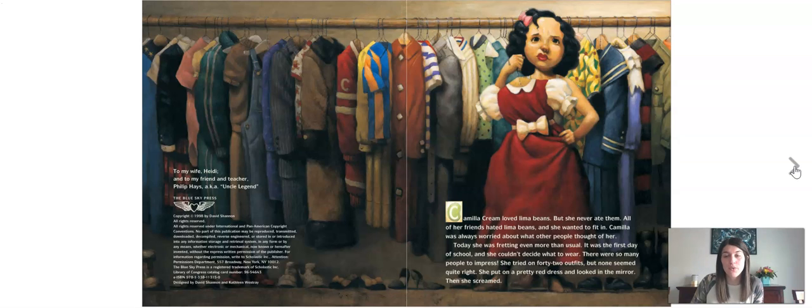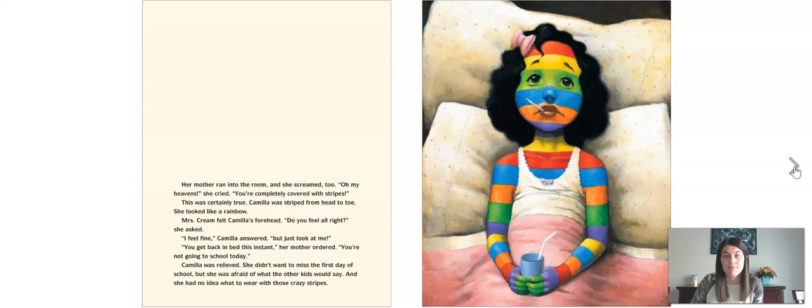She tried on 42 outfits, but none seemed quite right. She put on a pretty red dress and looked in the mirror. Then she screamed. Her mother ran into the room and she screamed too. "Oh my heavens!" she cried. "You're completely covered with stripes."